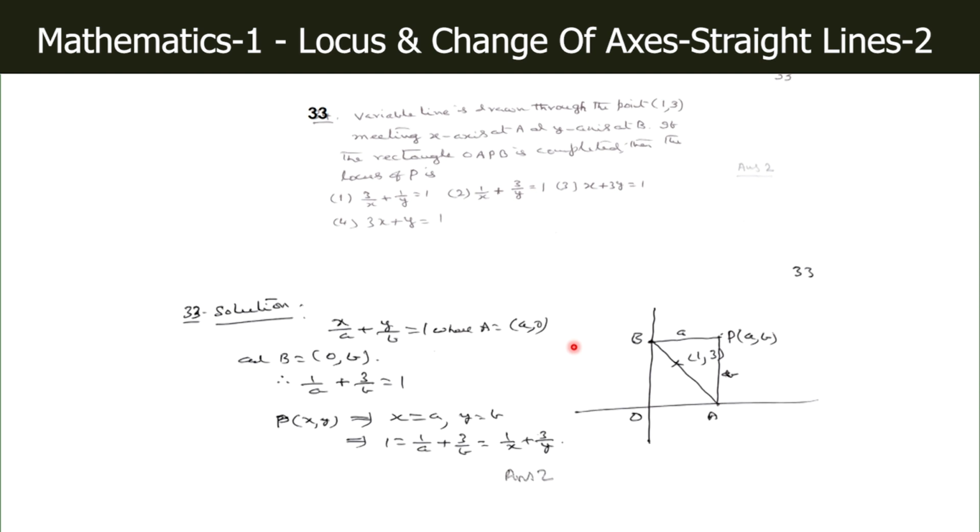Next, a variable line is drawn through the point (1, 3), meeting the x-axis at A and the y-axis at B. If the rectangle OAPB is completed, then the locus of P is: first option 3 by x plus 1 by y equals 1; second option 1 by x plus 3 by y equals 1; third option x plus 3y equals 1; and fourth option 3x plus y equals 1.